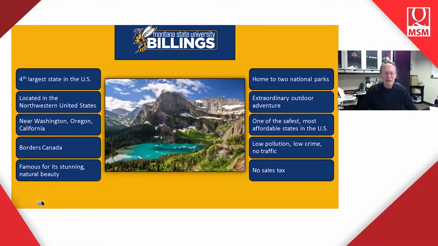So to begin with, a little bit about Montana. Montana is the fourth largest state in the United States according to geographic size. We are an extremely large state, except there are very few people here. It's one of the lesser known states in the United States traditionally. It's located in the northwest of the United States, so we are on the border with Canada. We are also very close to Washington, Oregon, and California.